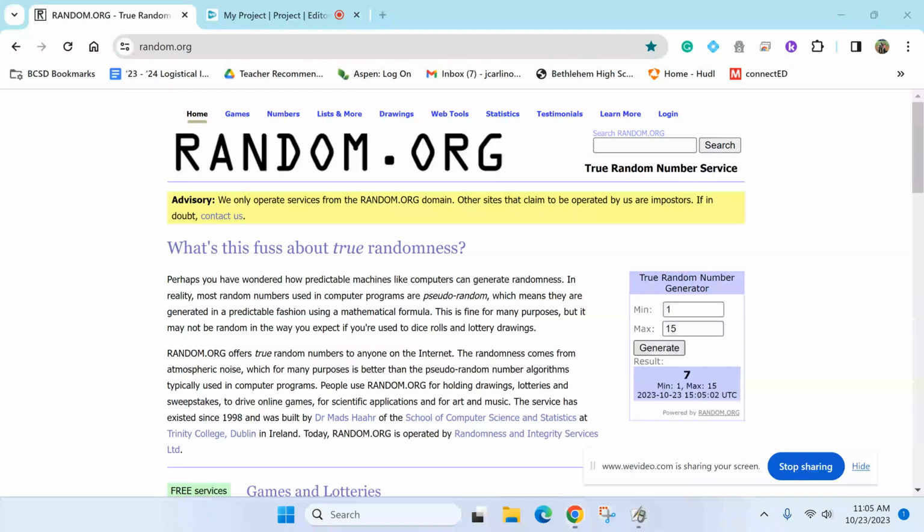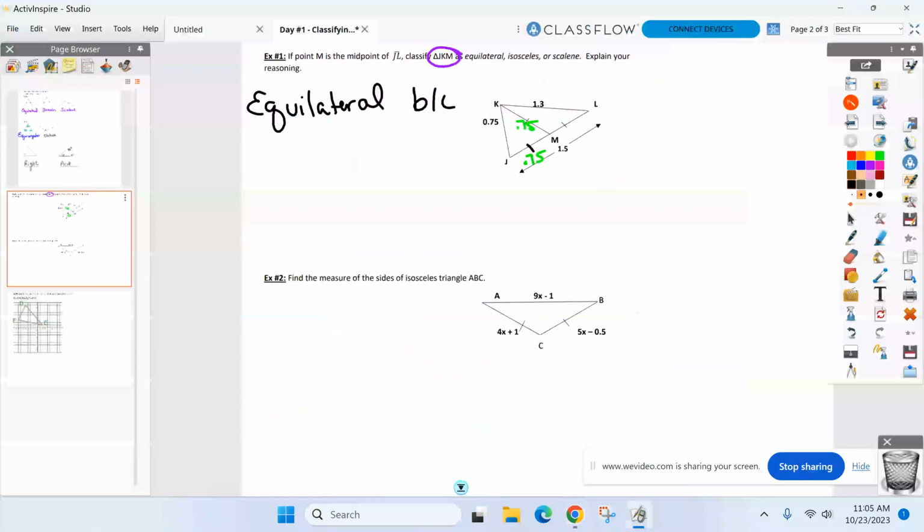So, Amy? Because all the sides are equal. Done. I'll use congruent because we use that word a lot. All right, no issues finding those sides and why we're calling it equilateral.